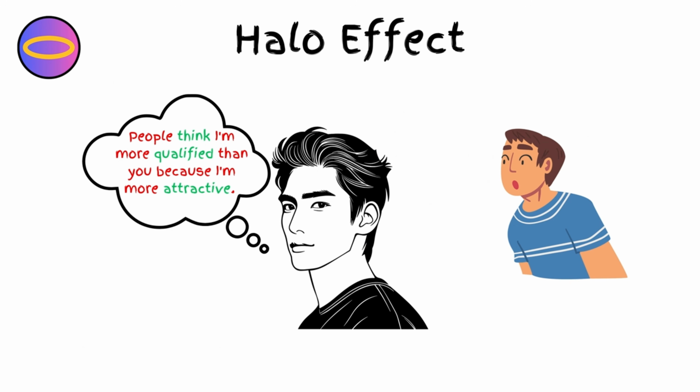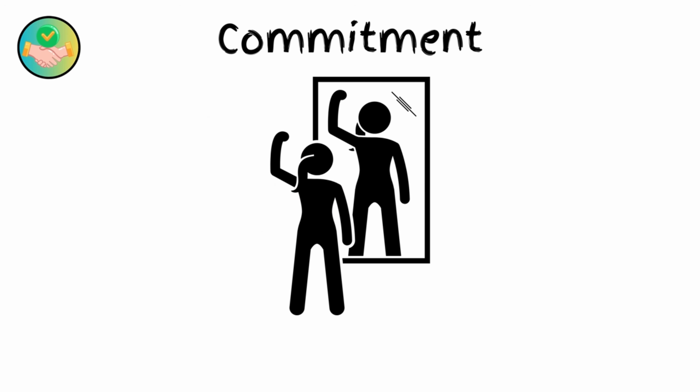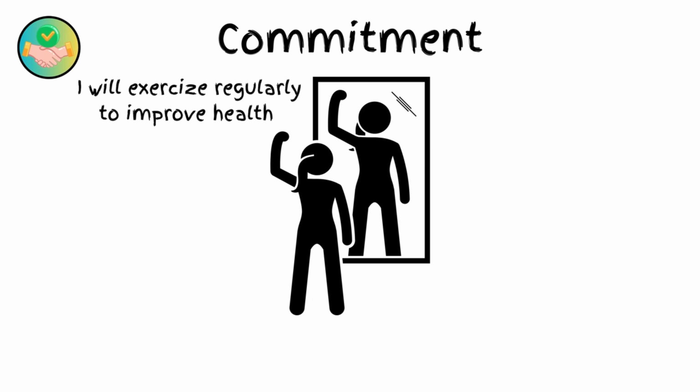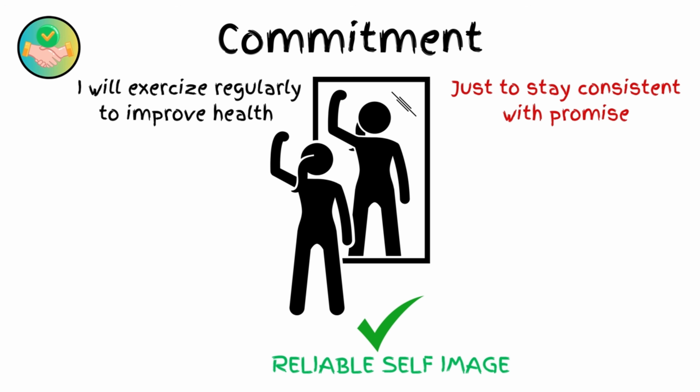Halo effect. The halo effect is when we let one positive quality of a person or thing influence our overall impression of them. Commitment. Once we commit to doing something, we're more likely to follow through just to stay consistent with our promise, keeping up a reliable self-image.